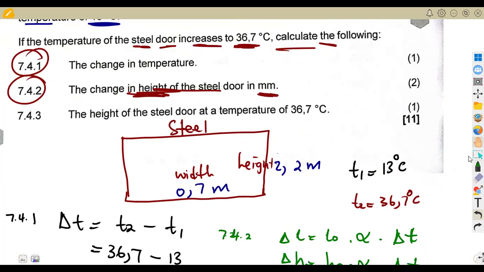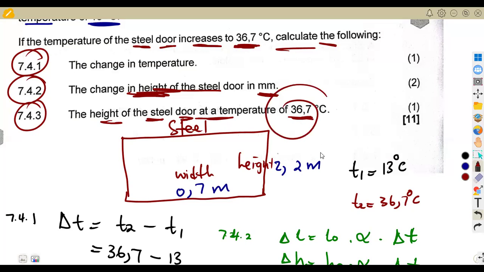All right, then they are saying here, okay, let us understand our question properly, the way it is given here. So they are saying, now you need to calculate the height of the steel door at a temperature of 36,7. What is the height at that temperature? At the final temperature, because that is our final temperature. So what is the height at this temperature?